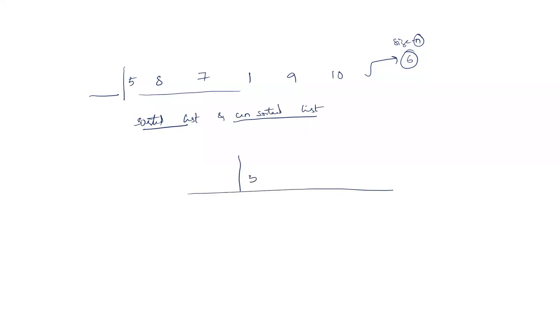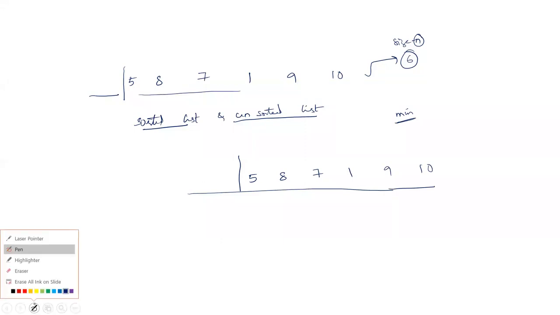what I'm going to do is take 5, 8, 7, 1, 9, 10. I'm going to compare. You know the logic to find the minimum element. So how to compare? Take any first element. So let's take the first element and compare with all the elements.